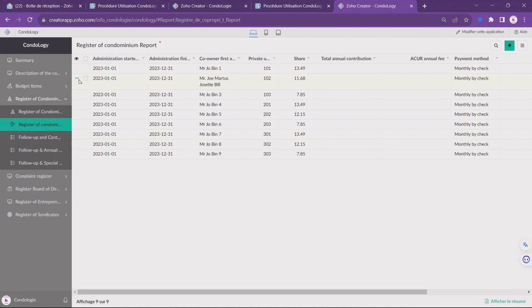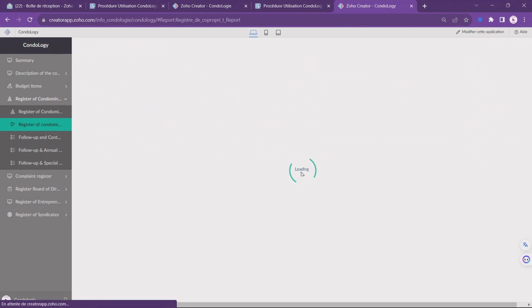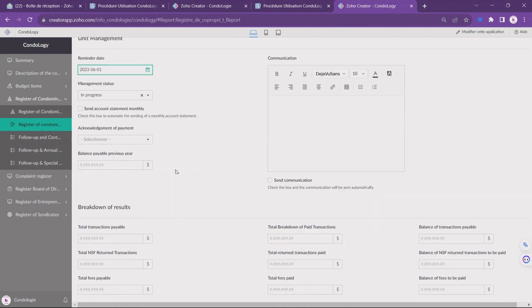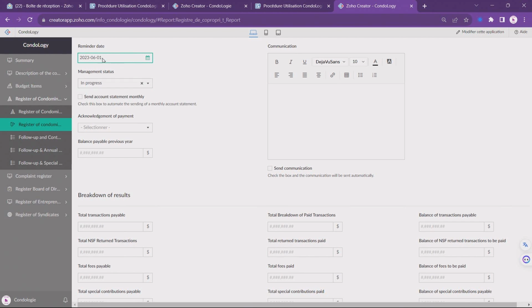So, we click on the three little dots, then on Edit. And then we will look at our reminder date. In fact, we can manage the contributions of common charges, condo fees. At this point, we can do that from here. So we have our recall date, which is on the 1st of the following month. The management statute is in progress. We have several possibilities, of course, but currently it's in progress.